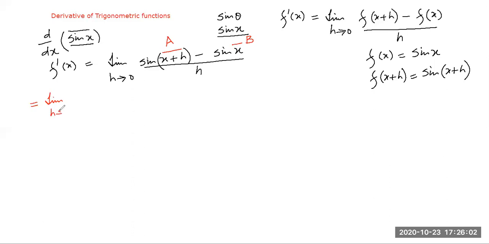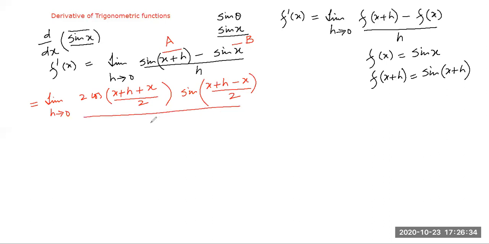Using this formula, we got limit h approaches 0 of 2 cos((a plus b)/2) sin((a minus b)/2). What is a? a is x plus h, and b is x. So a plus b over 2, and a minus b is x plus h minus x, what is b? Yes, x, right? This whole thing divided by h. Am I right?